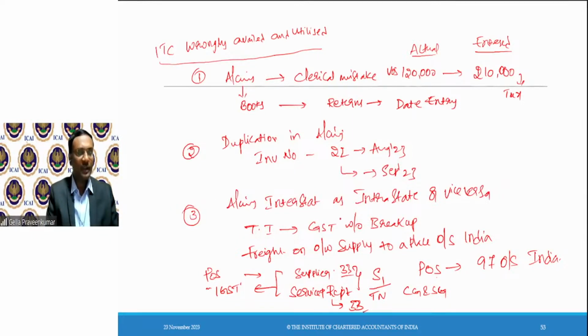Now, in all these cases, ITC has been wrongly availed. Now, this concept of utilization comes when I have exhausted the ITC.